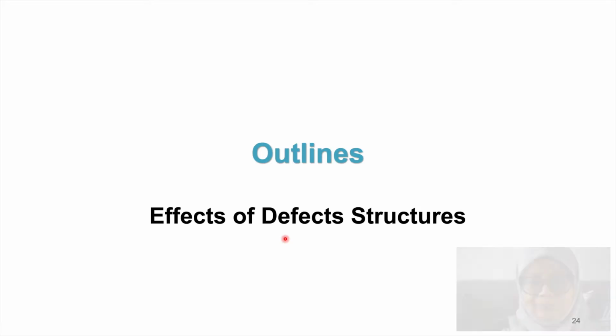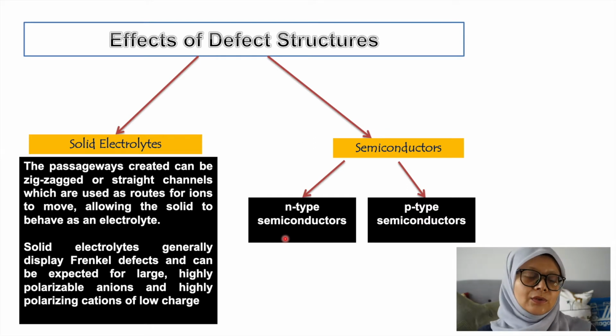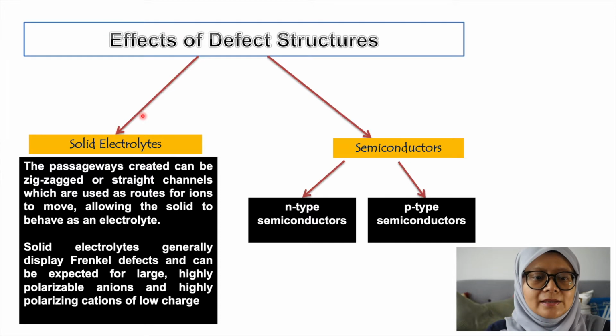So in this part 4, we are going to discuss the effects of defect structures. So we have two effects of defect structures. First one as solid electrolytes, where the passageways created can be zigzag or straight channels, which are used as routes for ions to move, allowing the solid to behave as an electrolyte.